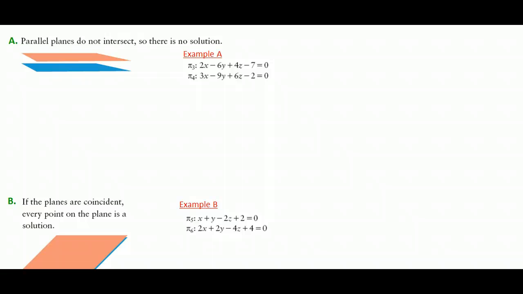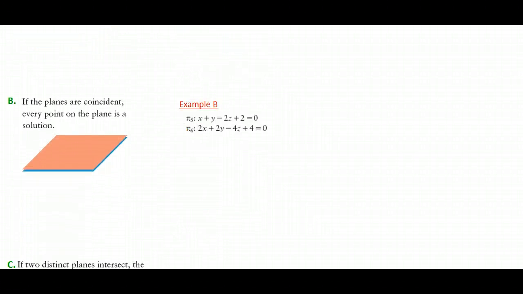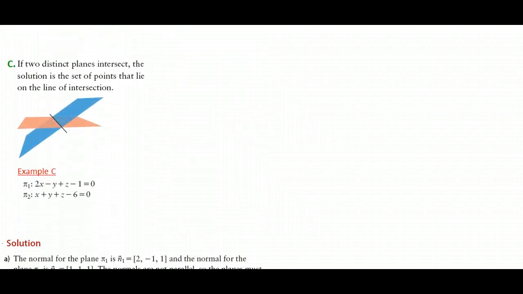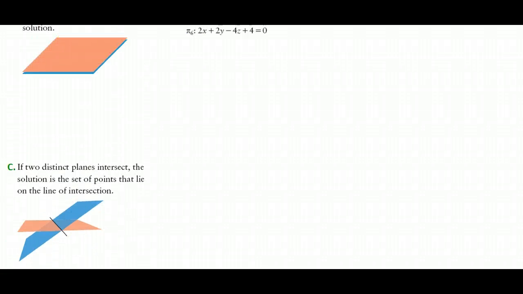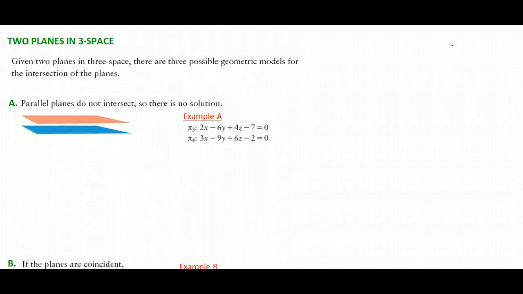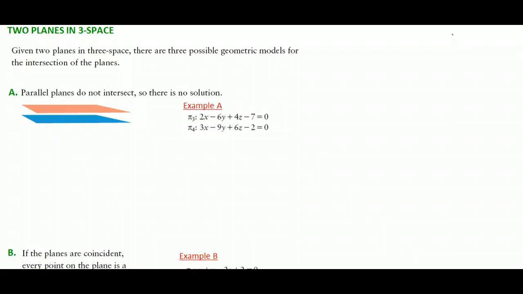But I also want to look at the algebra of solving a system of equations, in this case two equations, with three unknowns or three variables. And the techniques we will use here will help us both in case C, where we do have to find an intersection, the line intersection, and also when we move to looking at intersection of three planes. So let's take a look at case A.